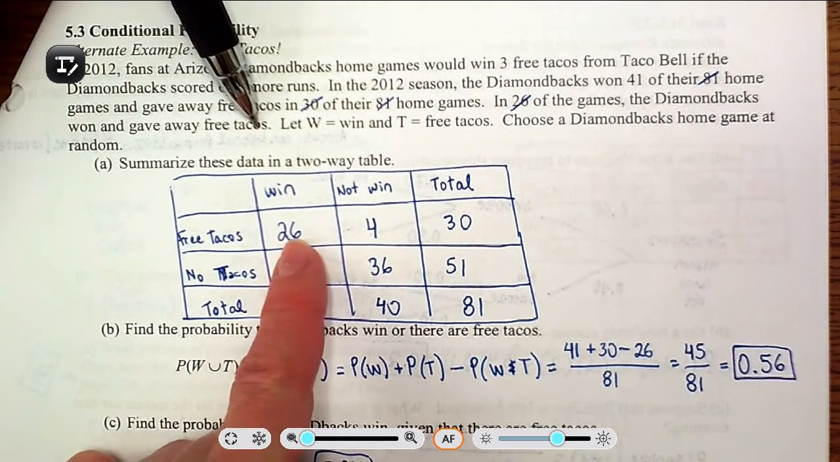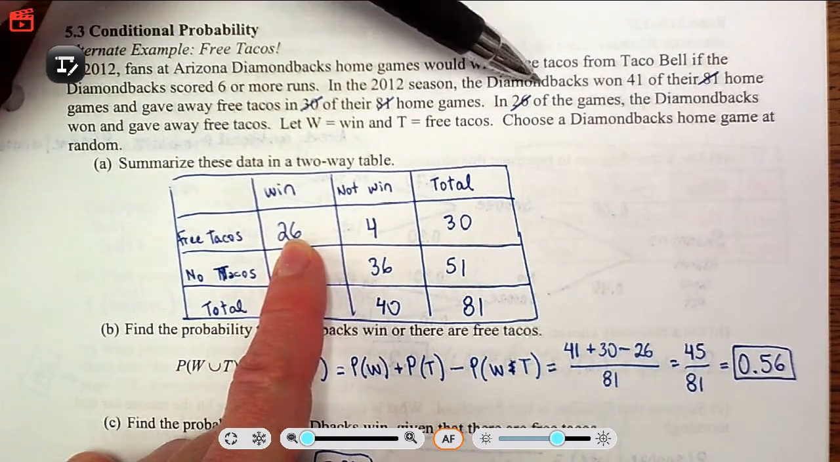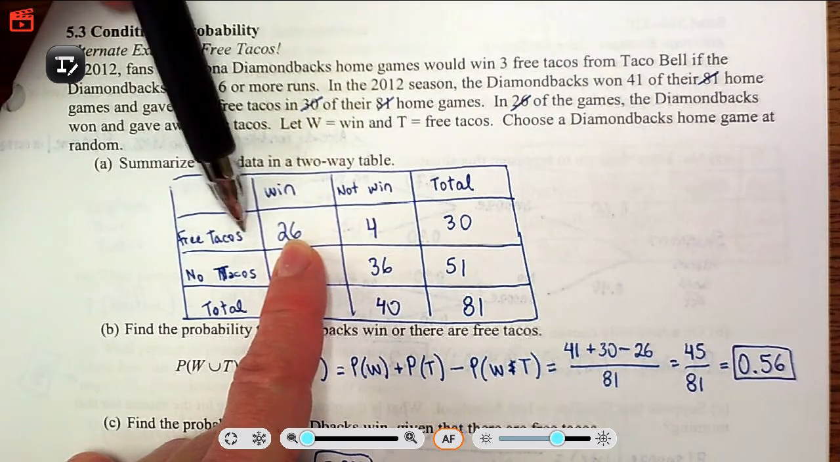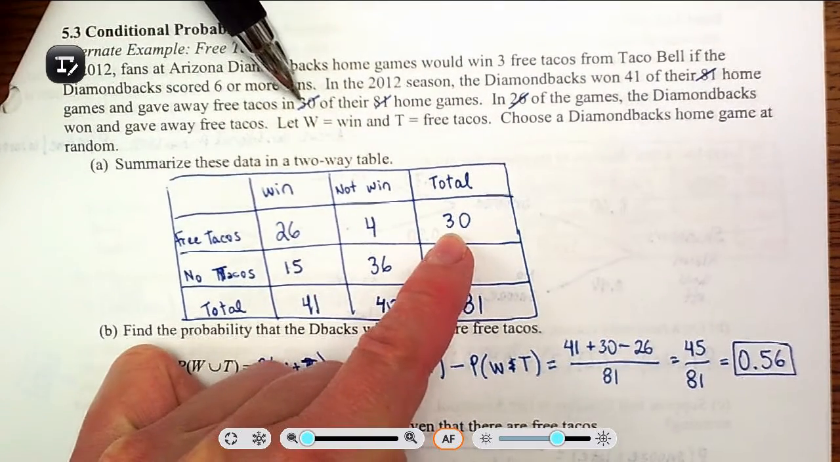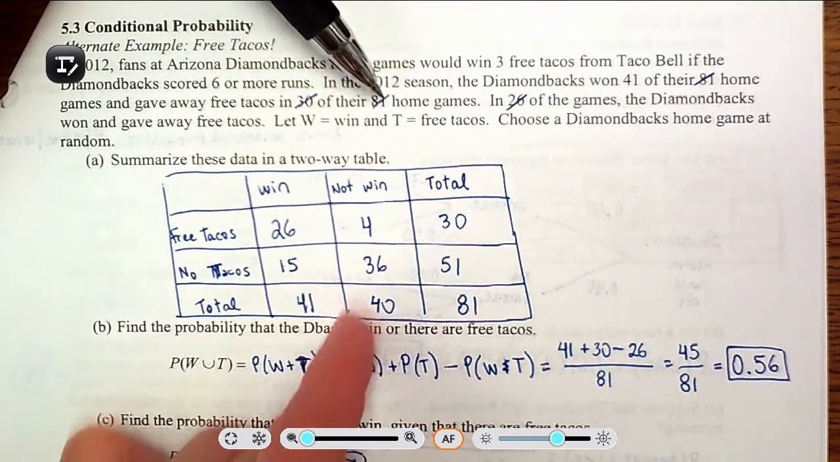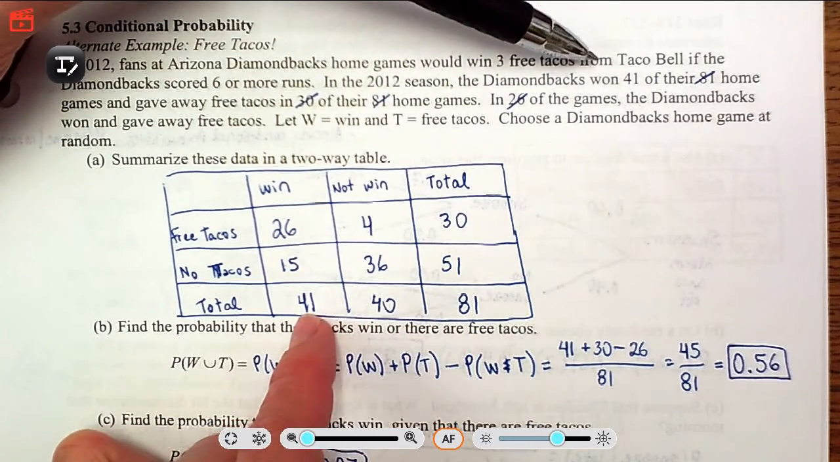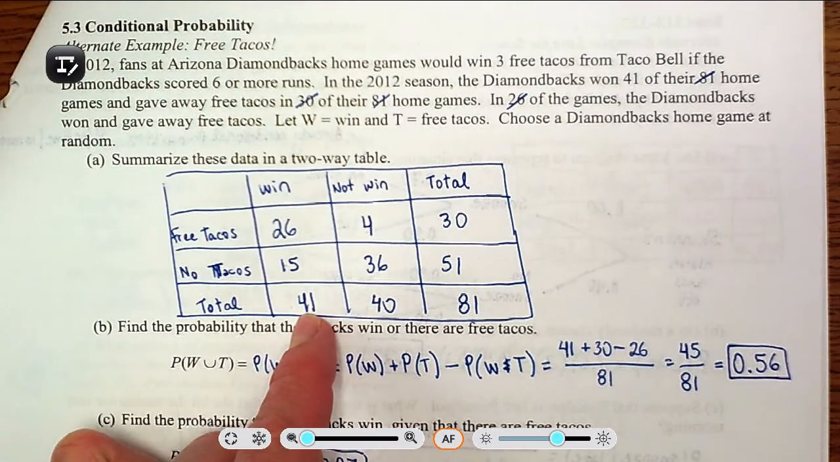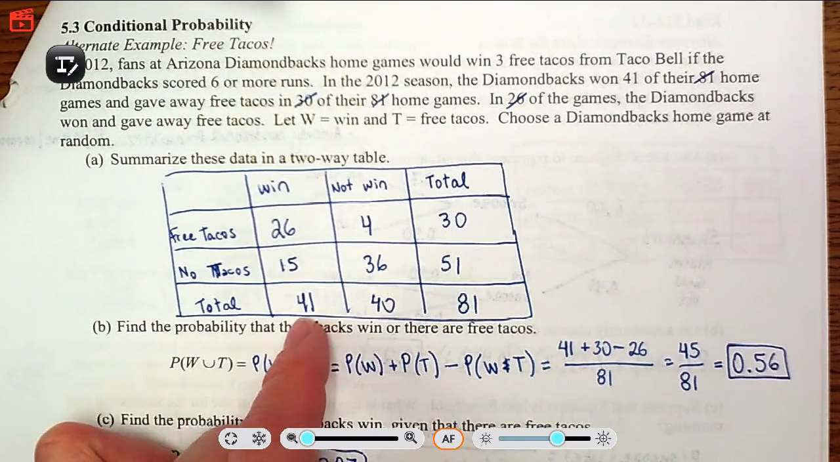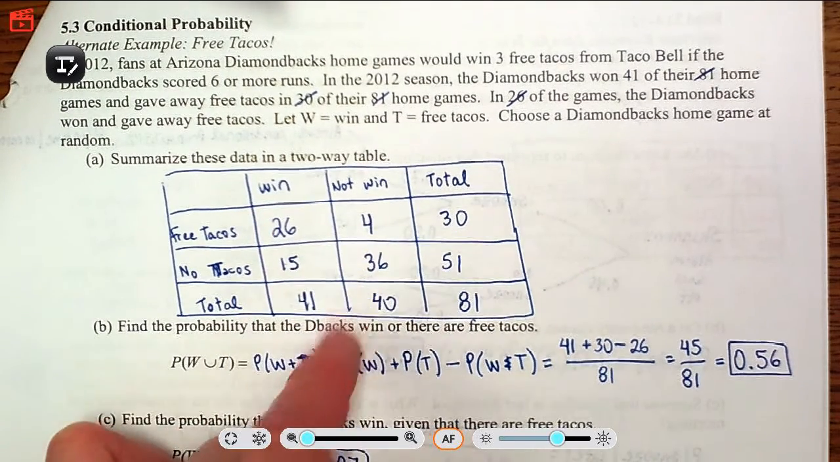So I fill in all these squares. 26 of the games, Diamondbacks won and gave away free tacos. In 30 of the games, they gave away free tacos. In 81 home games total, and they won 41 of their 81 home games. So after I have a bunch of those boxes all filled in, I can subtract to fill in the rest.